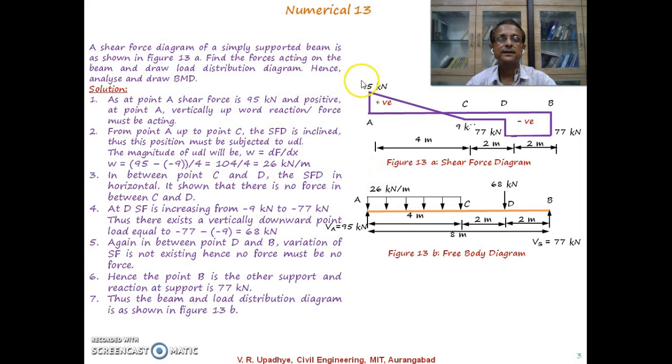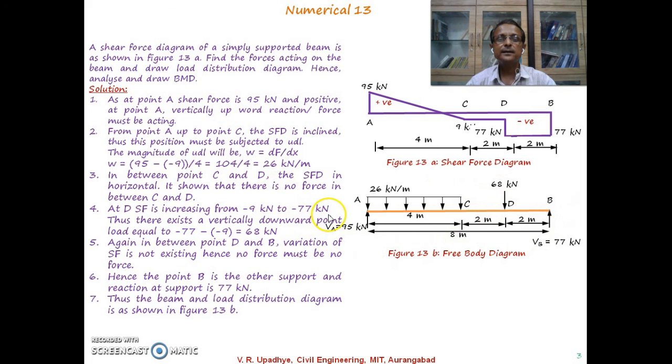So what we have is, this is 95 kN shear force at that particular point. So that is the reaction at A, and between A and C, the variation of shear force is inclined. So there is a UDL in between, and the magnitude of that is 26 kN/m, what we have calculated earlier. And at D, the shear force suddenly increases from 9 kN to 77 kN. So the difference of these two is a 68 kN point load acting at D, and at B there is a 77 kN force and nothing else is there. So that must be the reaction, and there must be some support at B. That is the meaning of it.